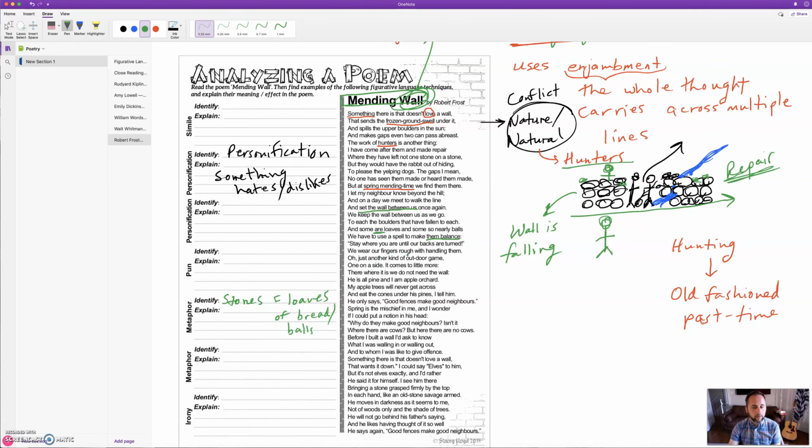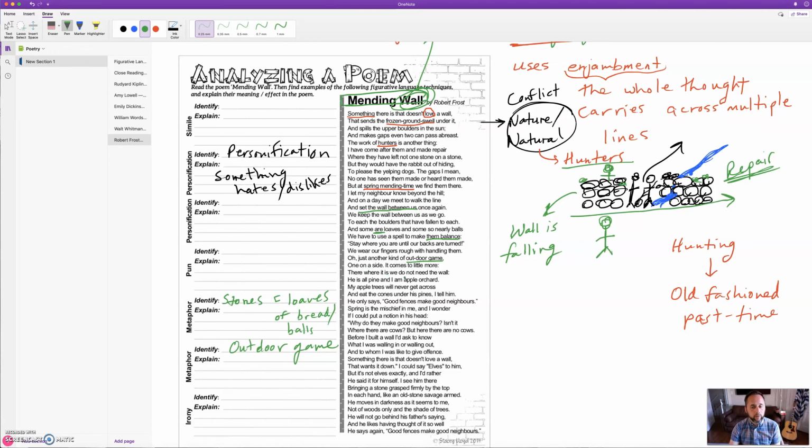"We wear our fingers rough with handling them. Oh, just another kind of outdoor game." There's another metaphor. They're saying their repairing is an outdoor game. "Just another kind of outdoor game, one on a side. It comes to little more."